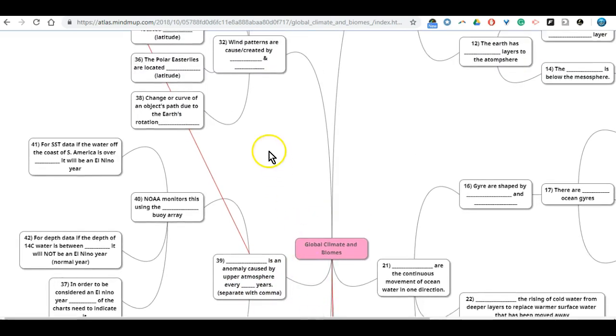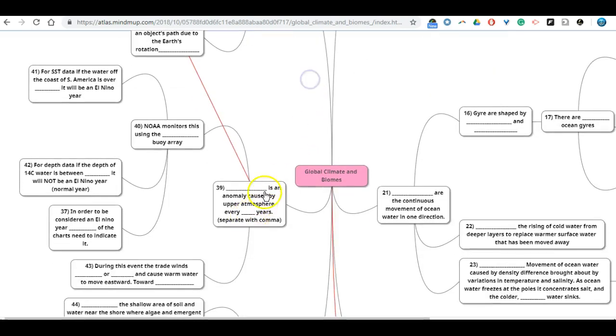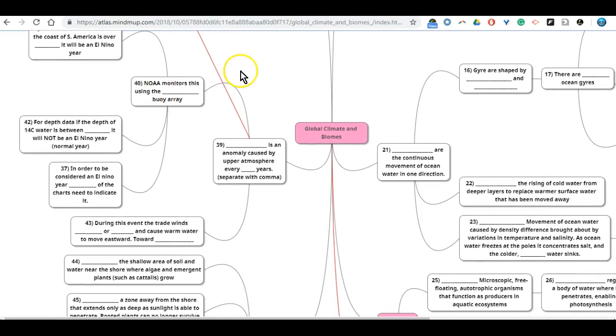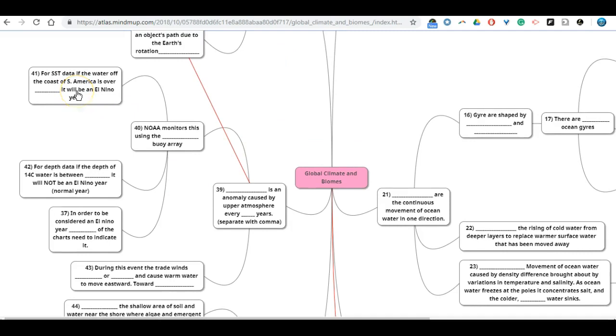39, which is related to this one over here, is an El Niño event that will occur every 2 to 7 years. Down over here, NOAA, the National Oceanic and Atmospheric Administration, just the acronym is fine, monitors something called the TAO, T-A-O, buoy array. Now, we look at sea surface temperature off the coast of South America, Peru, and if it's over 24 degrees, then it will be an El Niño year.